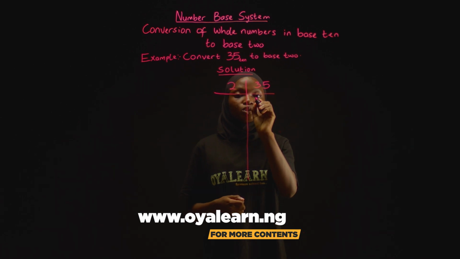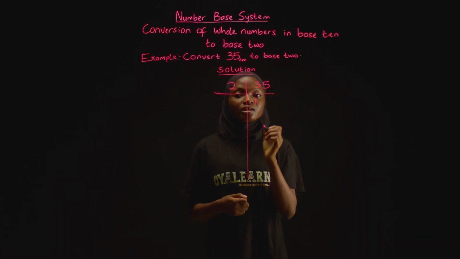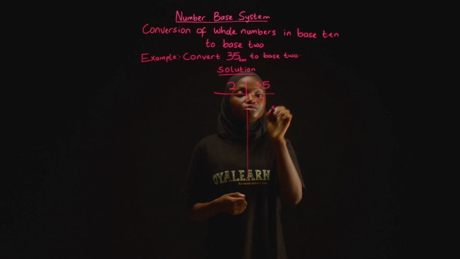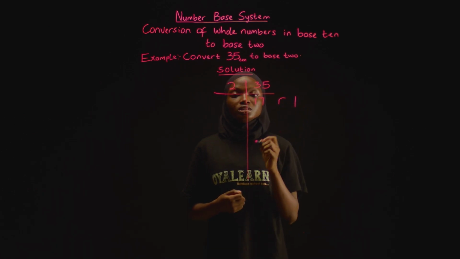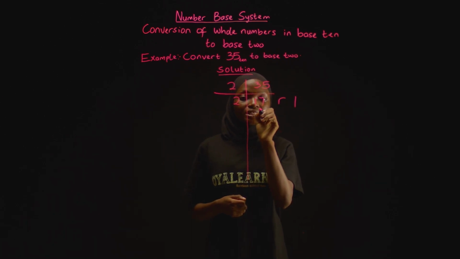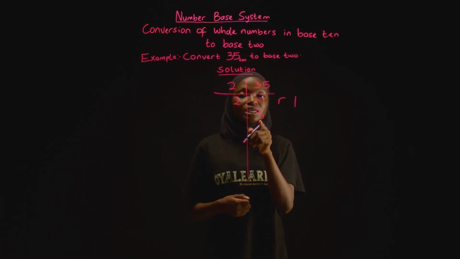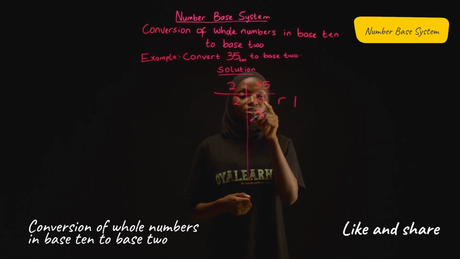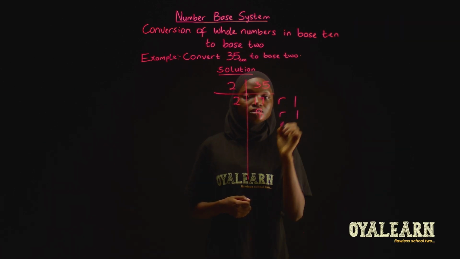2 goes in 3. That's 1, remainder 1. 2 in 15. That's 7, which is 14. Remainder 1. Divide again by 2. 2 goes in 17. That's 8, and 2 times 8 gives us 16. 17 minus 16, so we have a remainder of 1.